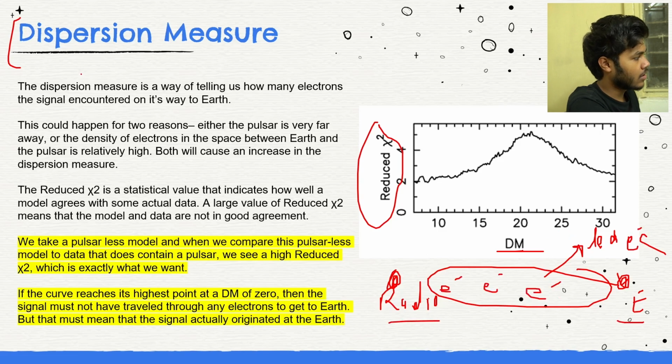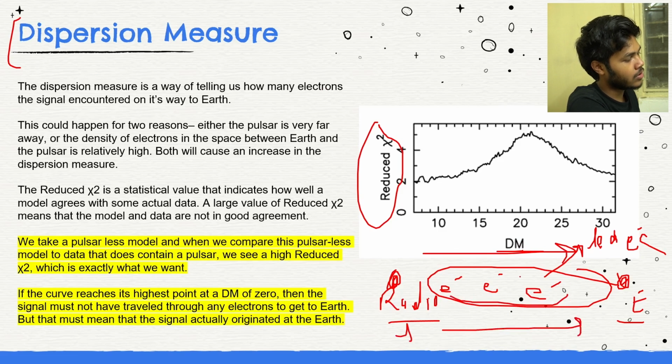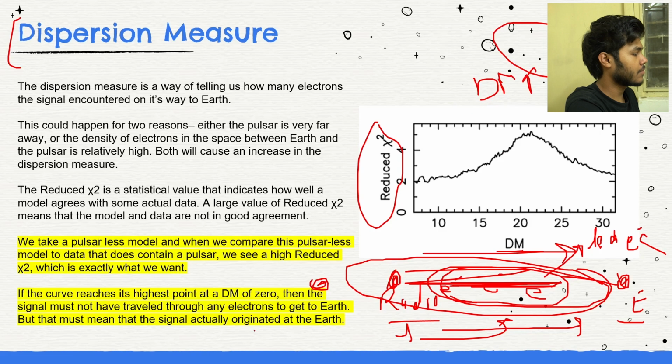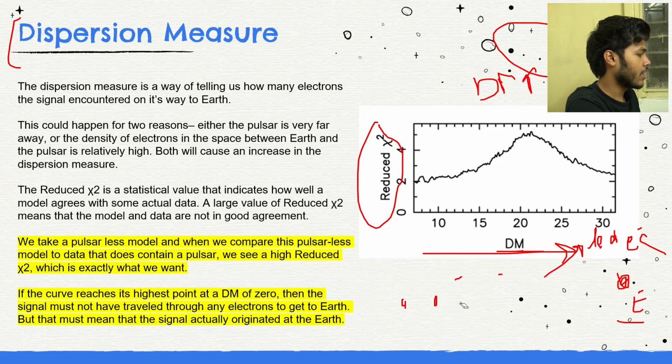So the dispersion measure is a measure of the electrons encountered by the signal. The signal is coming from the source to Earth, and the number of electrons encountered by this signal is the dispersion measure. The more the density of electrons, the more the dispersion measure. And if we increase the distance, then the number of electrons between the source and the Earth will increase, so the DM will increase. So we have seen what a DM is.